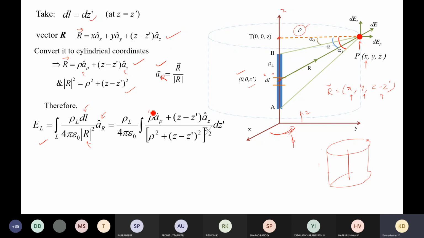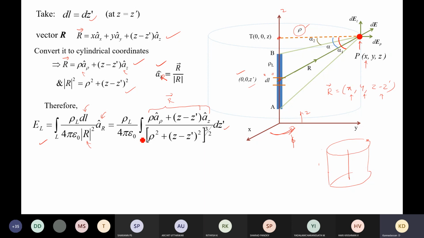So this is the r vector, and so up to this. Okay, so this is the magnitude of r, and since this a_r vector has one r, this r squared becomes r cubed and divided by √2. So that is the magnitude form, and this dl becomes dz dash. That's all. And rho_l, 4 pi epsilon naught, all of them are constant, so we are putting them outside the integration.